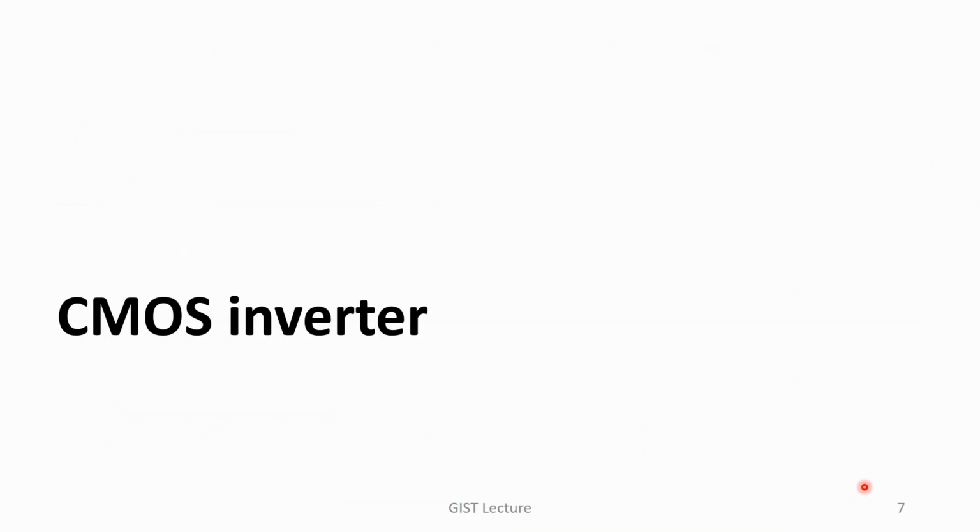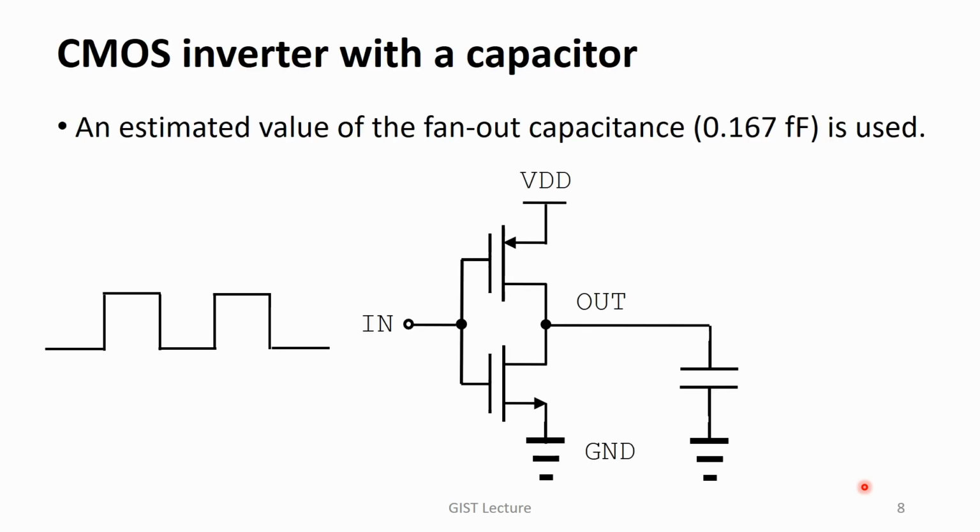Now let's move to the CMOS inverter. Depending on the fan out, the load capacitance can be different. This time, we use an estimated value of the fan out capacitance, 0.167 femtofarad. Of course, it is related to the case of a single CMOS inverter.